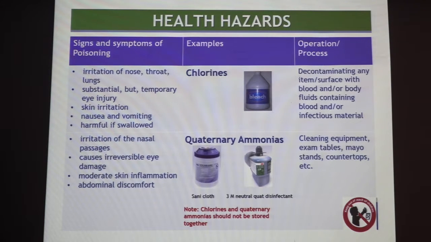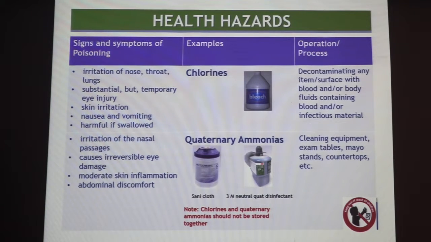So we've chosen some of the most common chemicals that we have potential for exposure to at work. Chlorine includes bleach. Signs of poisoning or exposure: for the fumes, irritation of the nose, throat, and lungs. If you get this in your eye, substantial, but we hope temporary, eye injury, skin irritation, and if you drink it, nausea and vomiting.